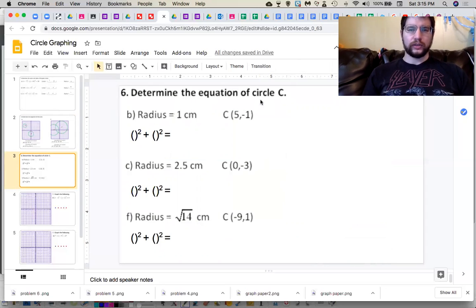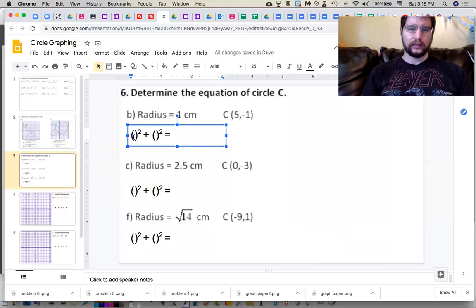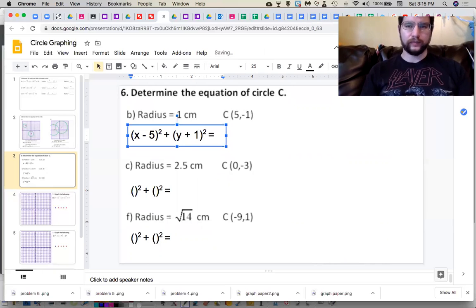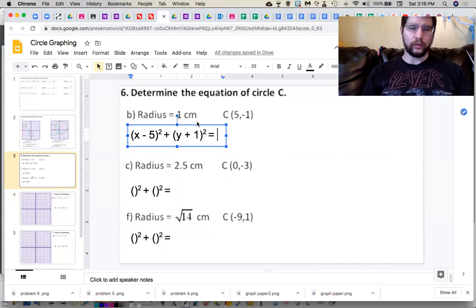Determine the equation of circle C. Okay, it has a radius of 1 and our center is 5, -1. So this is how we label a point, the letter C, which indicates circle C because we name a circle by its center, and then its coordinates. X is 5, y is -1. That's going to be x - 5, y + 1, and the radius is 1. 1 times 1 is 1. That's it.